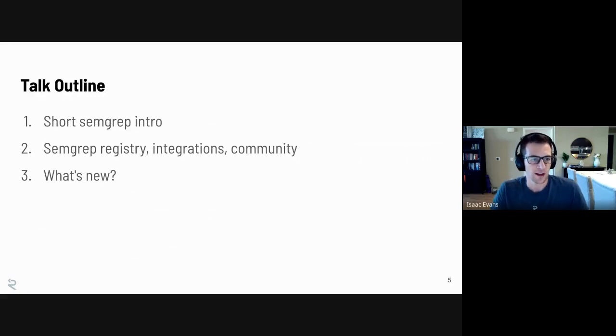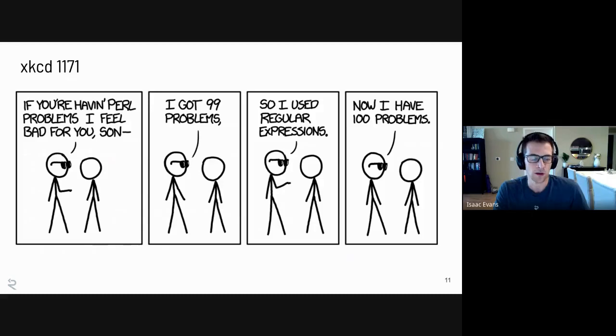So talk outline, first part, we're going to go into a short Semgrep intro. Second part, we'll talk about the registry, integrations, community. If you were to build your own tool like Ajin's, what might that look like? What are the hook points? What have other people been doing? And then we'll talk about the new features in the core engine.